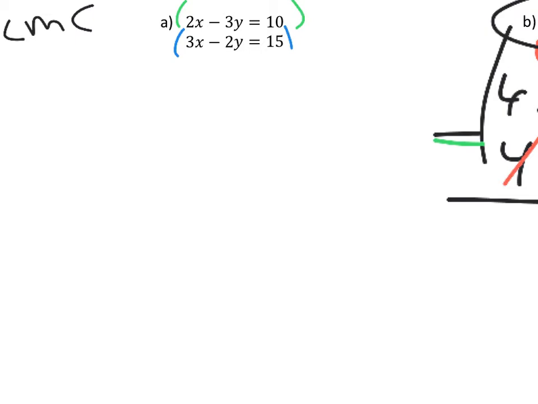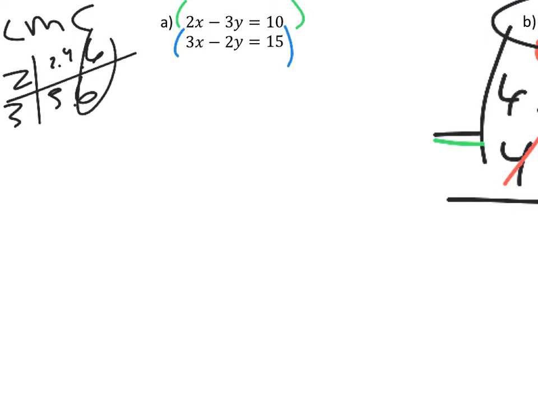So way back in 6th grade, we would have written 2 and 3. We would have listed the multiples. 2, 4, 6, 3, 6. Least common multiple is 6. So I need a way to change 2x into 6 and 3x into 6. Top equation, I'm going to multiply by 3. Bottom equation, I'm going to multiply by 2. Again, I'm going to distribute that to each piece or each term and almost make two new equations.